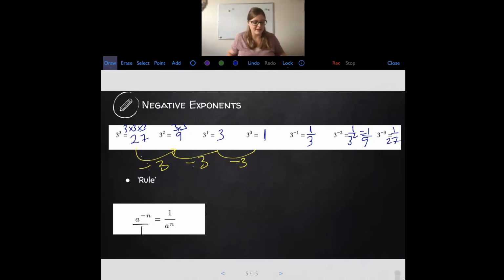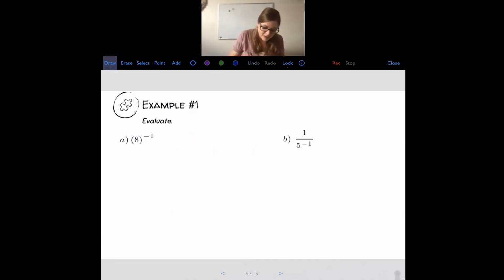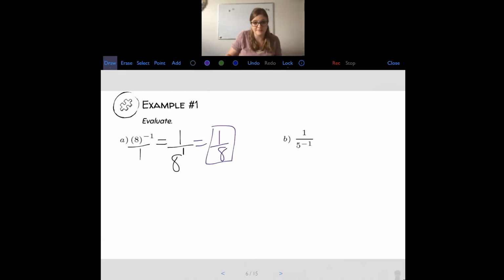So let's practice that. 8 to the -1st power, using our rule, this becomes 1 over 8 to the 1st. So notice it changed positions in the fraction. If you think of this as over 1, and 8 to the 1st is just 8, this becomes 1 over 8.